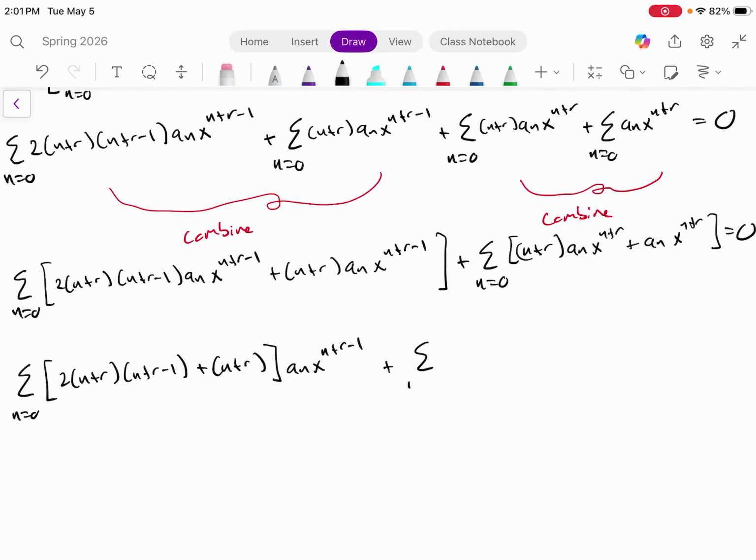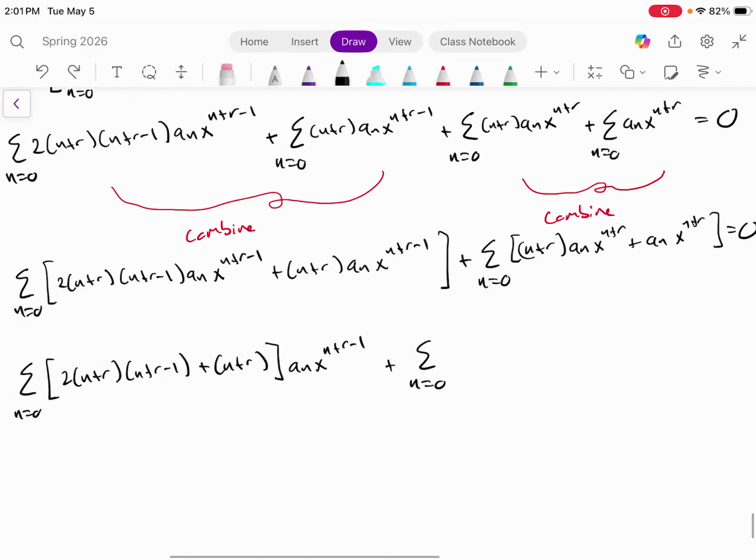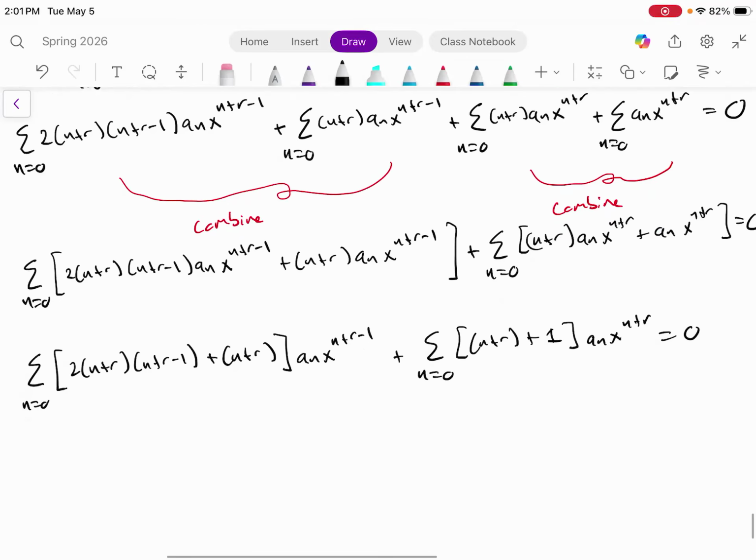Okay, and I'm going to do the same thing for my second term. They're both a sub n x to the n plus r, so I'm going to factor that out. So this would be n plus r plus 1, and I factored out a sub n x to the n plus r, this equals 0.